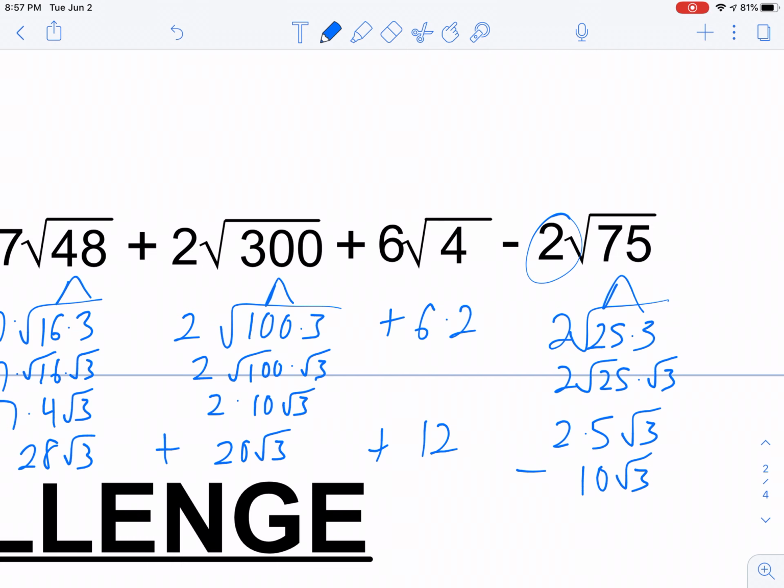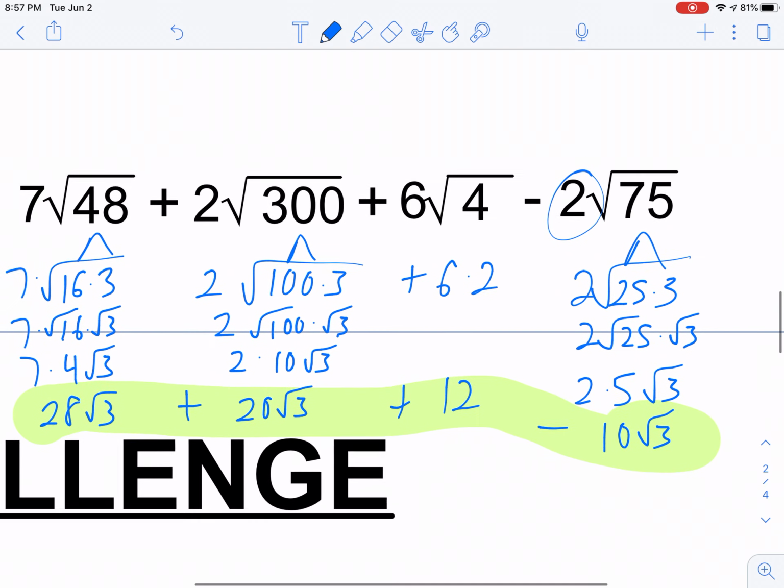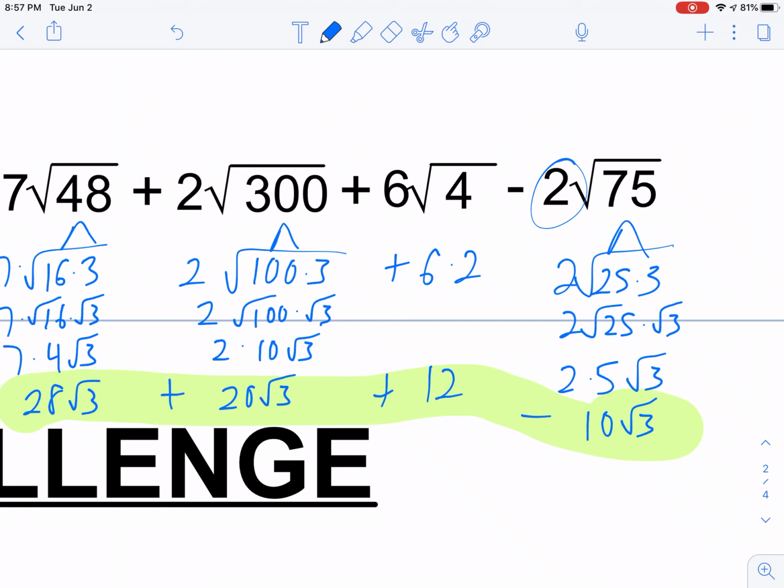All right, so what do we got in our final row here? We got all this. 28 root 3 plus 20 root 3 is going to be 48 root 3. Plus 12. Well, plus 12 we can't do anything with. That's just a regular number. That's not a like term. The like terms are the root 3's. That one, and that one.